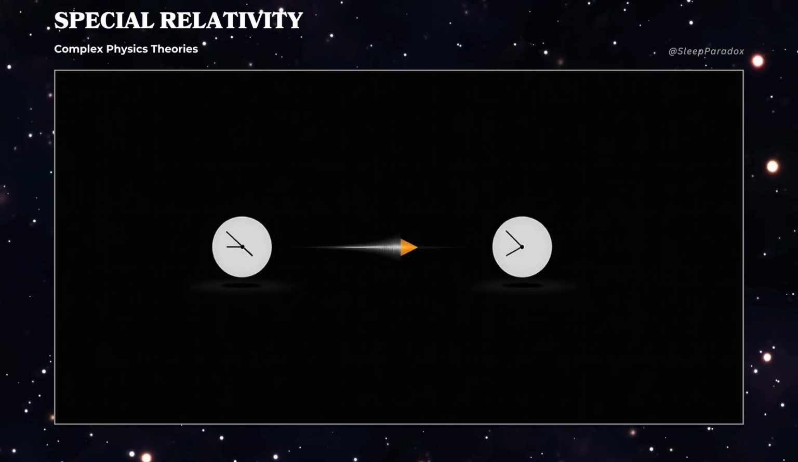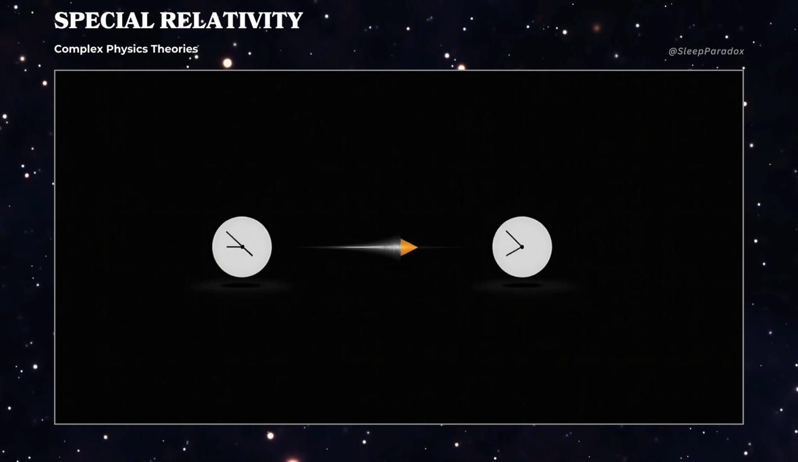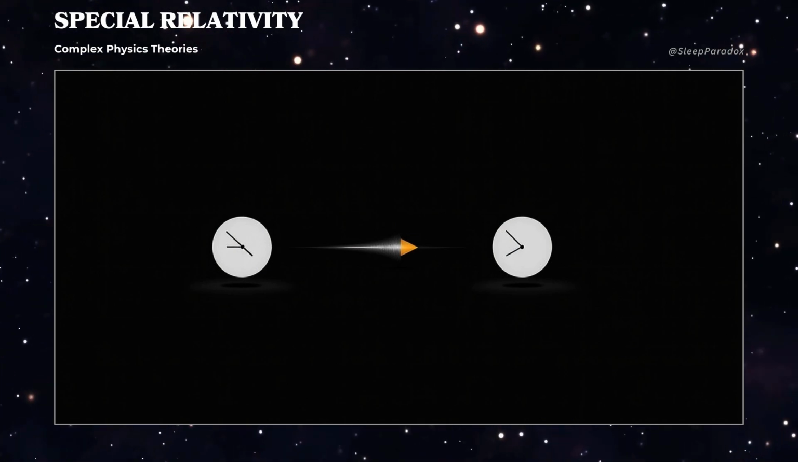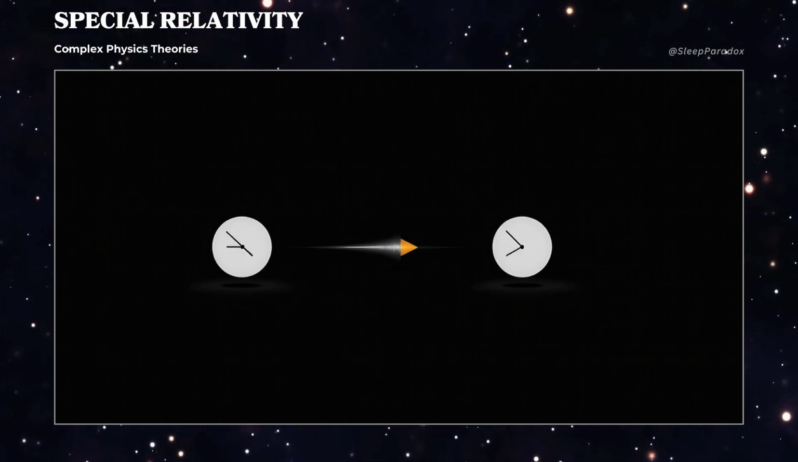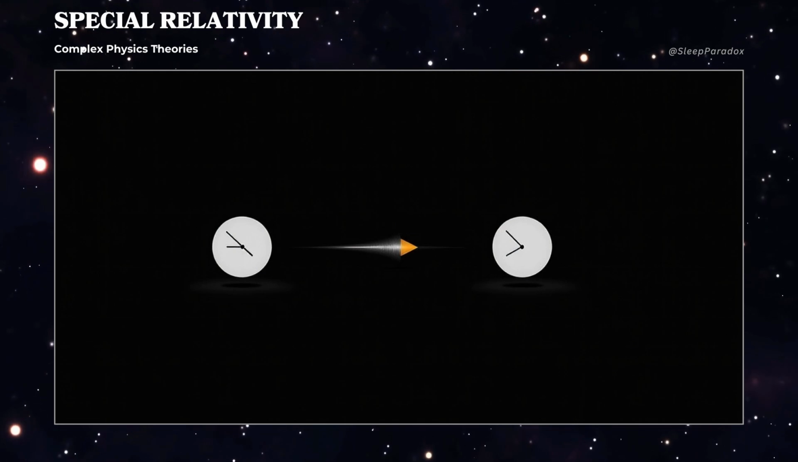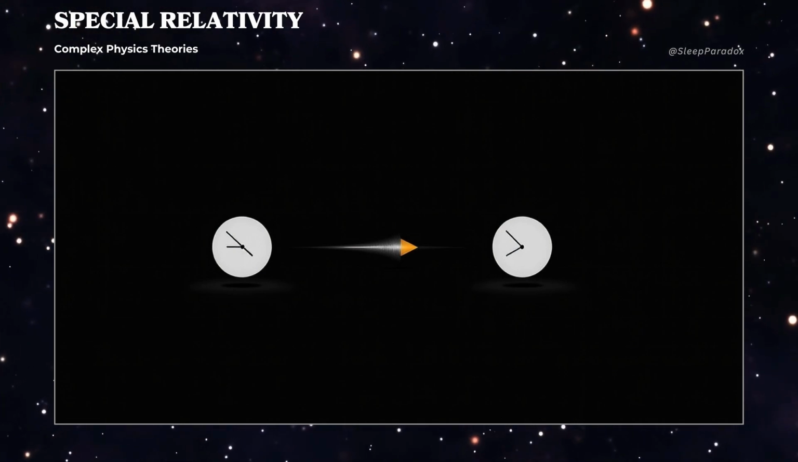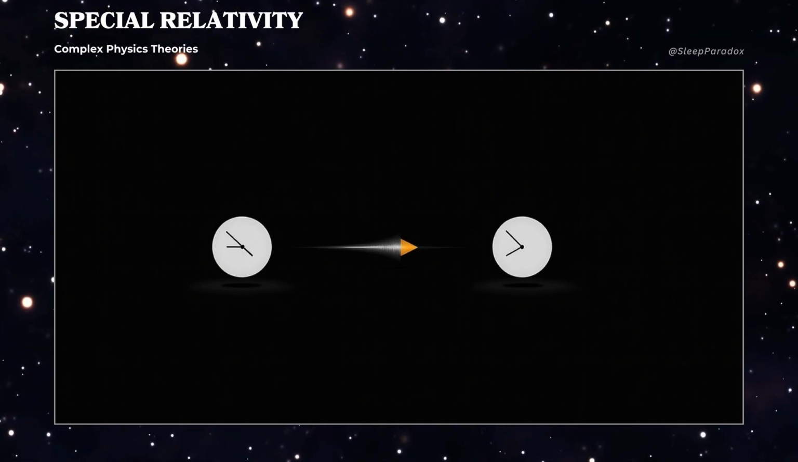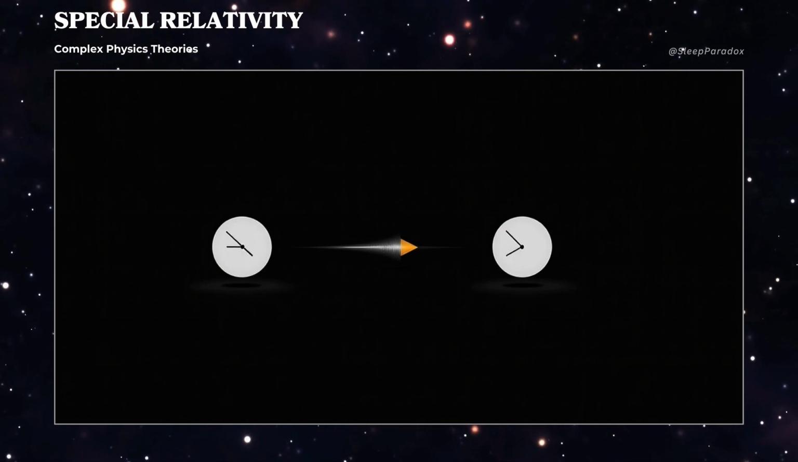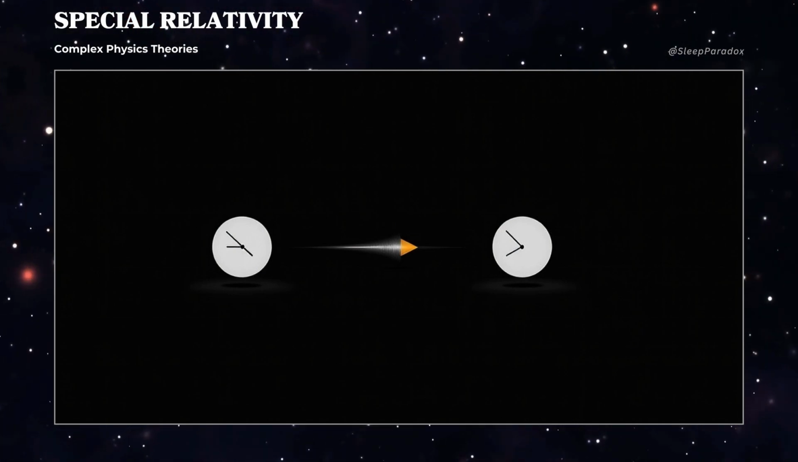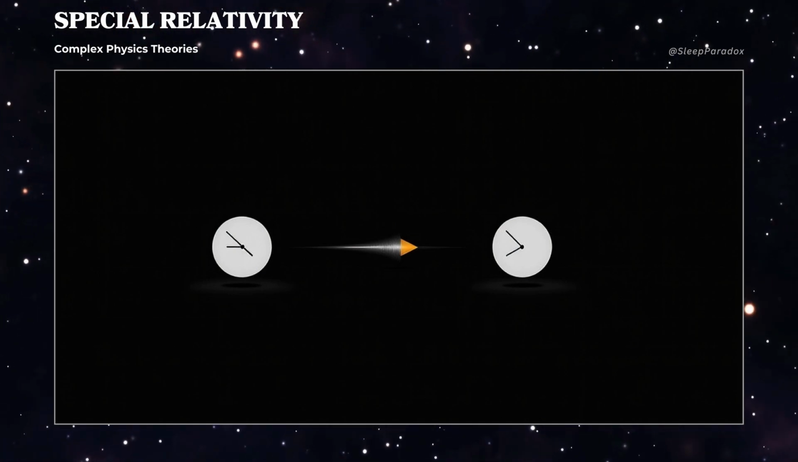What began as a theory of motion turned into a revolution in how we understand the universe. Special relativity showed that time is not absolute, distances are not fixed, and energy and mass are deeply connected. It remains one of the most beautiful and well-tested theories in physics.